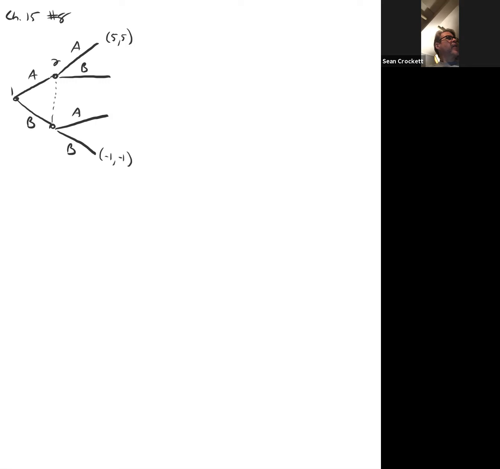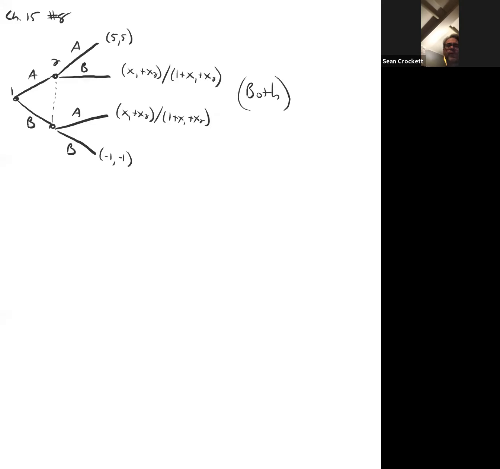Then the game continues otherwise, and they have to select positive numbers. And then the payoffs here are x1 plus x2 divided by 1 plus x1 plus x2. And that's for both. And that's the second stage also.